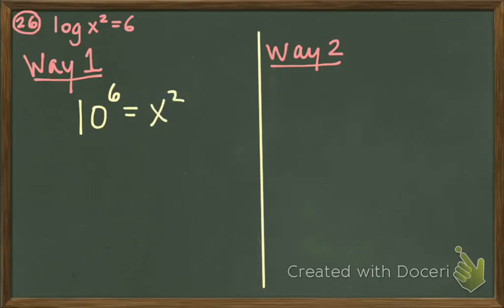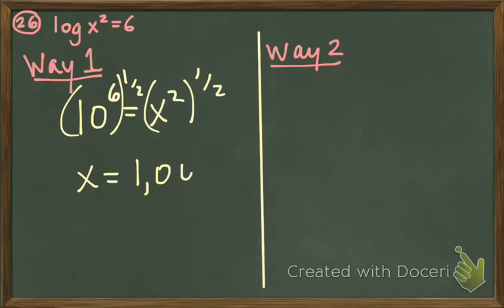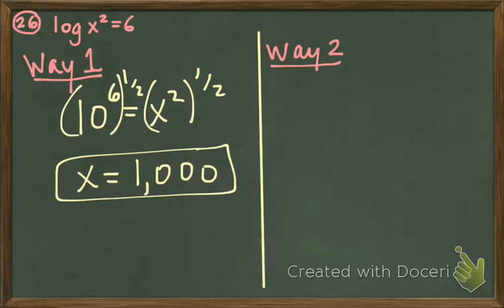Then I want x by itself, so I'm going to raise x squared to the 1/2 power. And when I do that, I get x equals 1,000. And that is, in fact, the answer. Now let's look at another way to think about this. If I don't want to convert it into an exponential, the only other option is to get matching bases on both sides, or matching log expressions, so that I can use my one-to-one property.